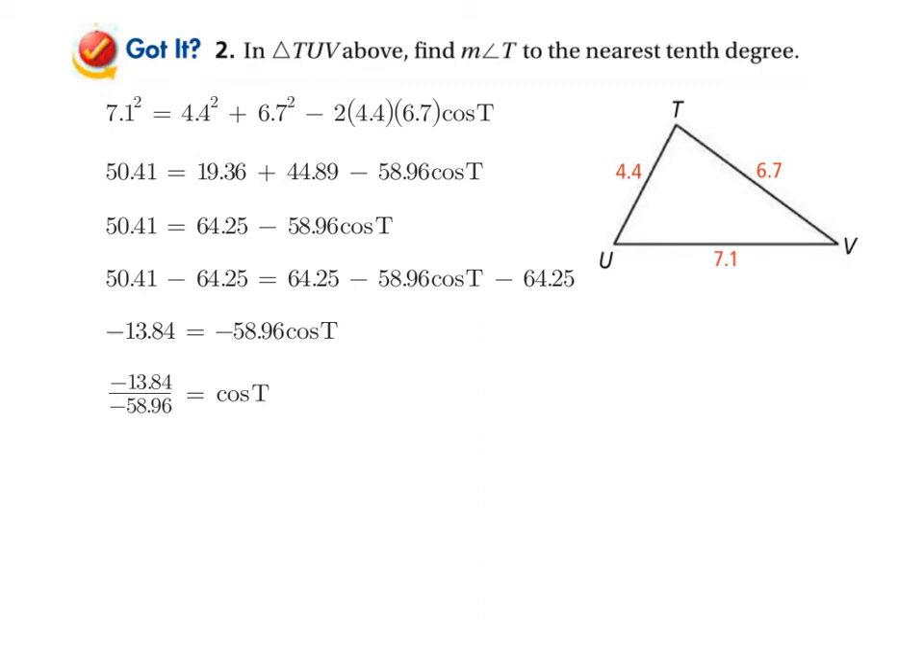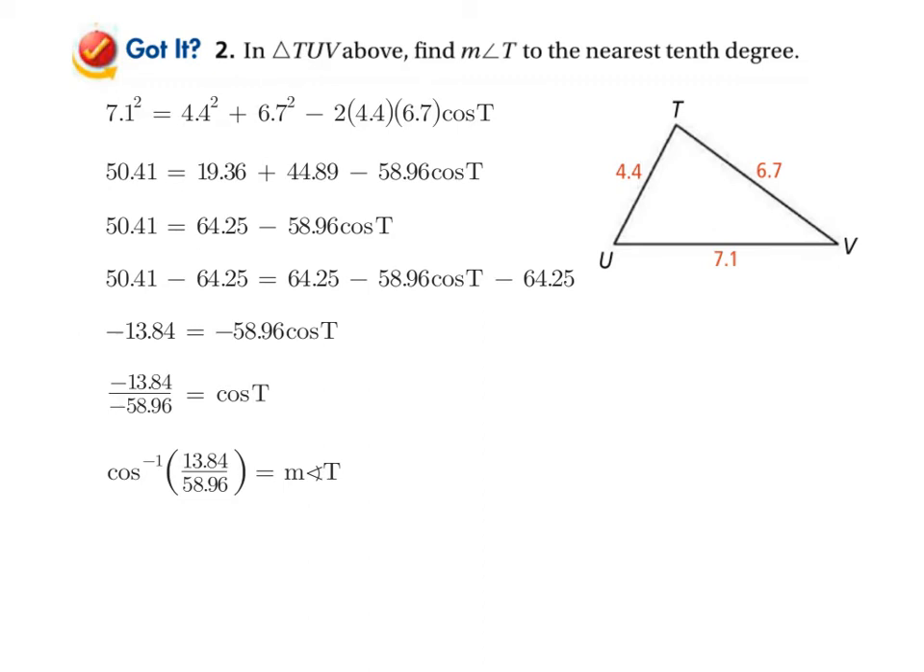Now, since we're trying to find this angle, and we know what the ratio is, we're going to do the arc cosine, or inverse of the cosine. And you see, I actually just left the negatives off because I know negative divided by negative is positive, so that they can cancel out. I just did that to simplify it for me, but if you left them in there, that's perfectly fine.